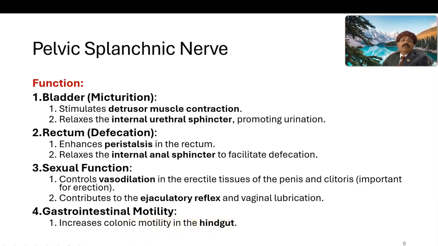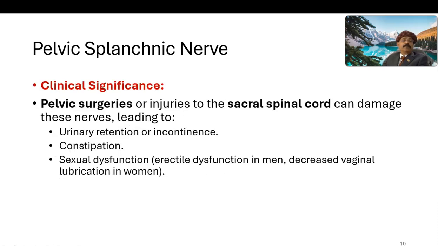So it increases peristalsis in the splenic flexure, the sigmoid colon, and the rectum. Clinical significance of the pelvic splanchnic nerve: pelvic surgeries or injuries to the sacral spinal cord can damage this nerve, leading to urinary retention or incontinence, constipation, sexual dysfunction, erectile dysfunction in men, and decreased vaginal lubrication in women.